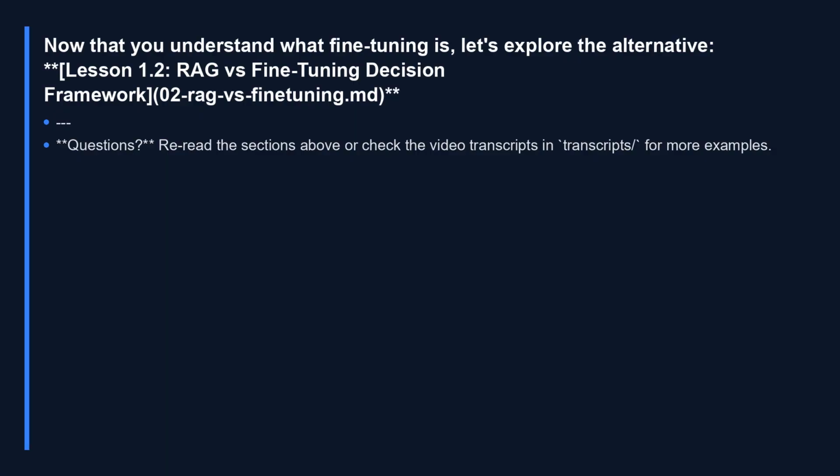Next lesson. You now have a clear mental model of what fine-tuning is, what it's good for, and where it breaks down. The natural next question is, how does it compare to RAG, and how do you choose between them for a real project? That's exactly what Lesson 1.2 covers, the RAG versus fine-tuning decision framework. It's a practical decision tool you'll use throughout this course and beyond.